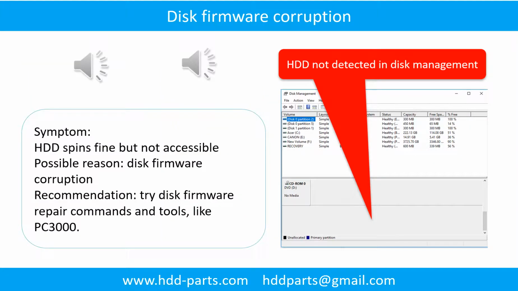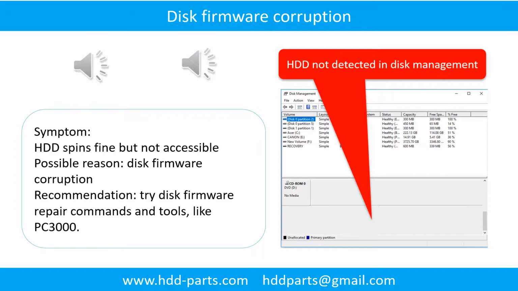Disk firmware corruption. Symptom: the hard drive spins fine, but is not accessible by any computer. Possible reason: disk firmware corruption. Recommendation: try disk firmware repair commands and tools like PC3000.